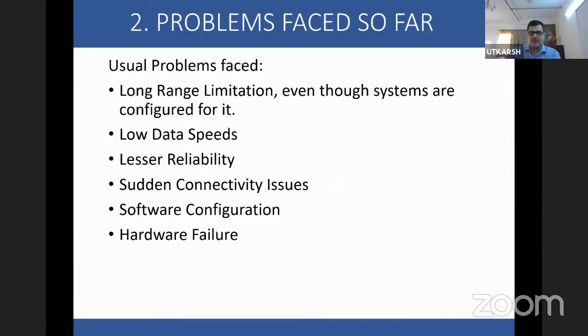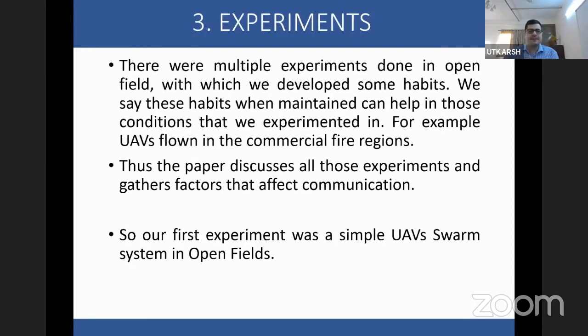Problems faced so far in communication networks are long range limitation, even though systems are configured for it. People say that we have long range communication, but they have low data speeds, which is another problem. There is lesser reliability, sudden connectivity issues, software configuration is another problem, and hardware failure is the final problem. Multiple experiments were conducted in open field with which we developed some habits. We say these habits, when maintained, can help in the conditions that we experimented in. For example, UAVs flown in commercial fire regions.